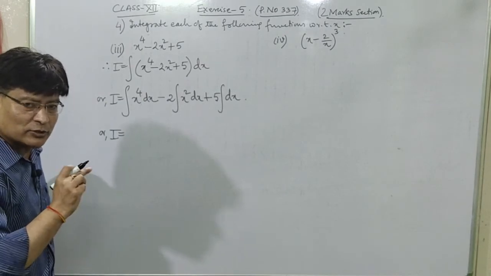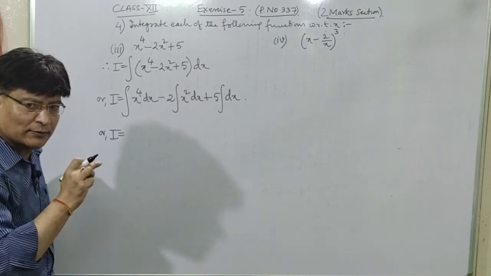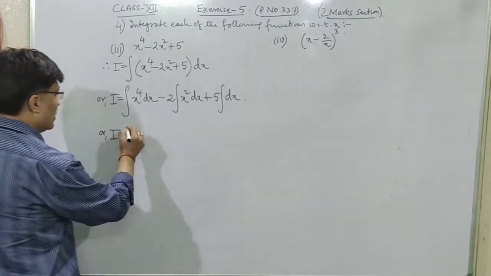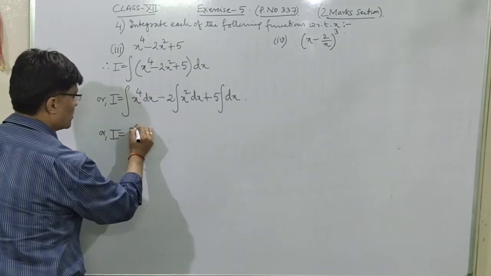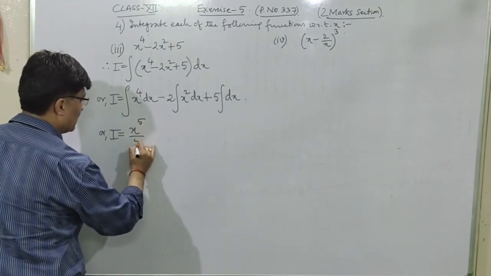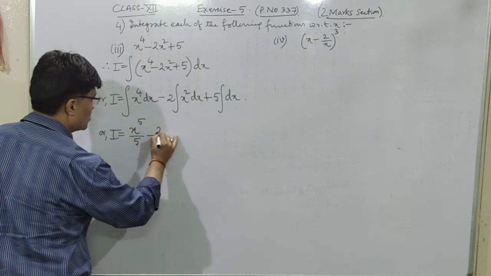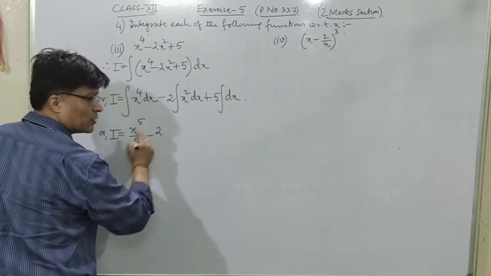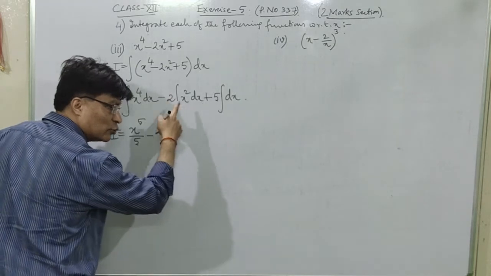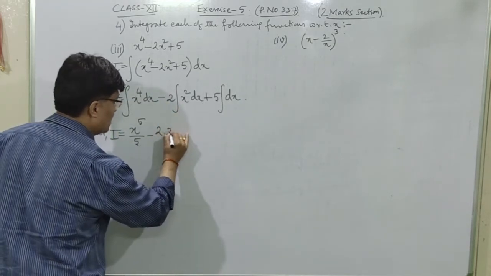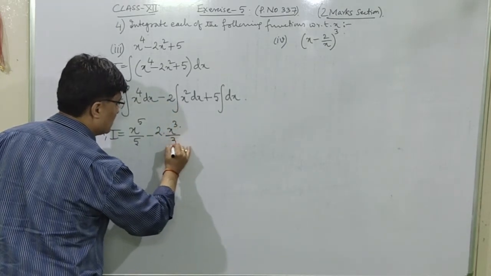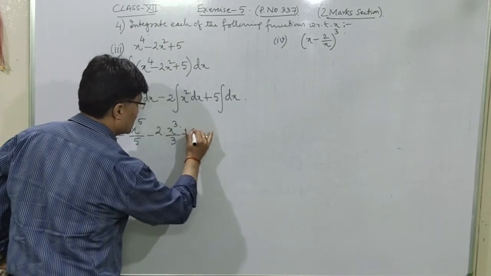What is the integration of x to the power n? X to the power n plus 1 divided by n plus 1. So here also x to the power, what is n plus 1? 4 plus 1 is 5, divided by 5, minus 2 into, what is the integration of x square? X to the power 2 plus 1 divided by 2 plus 1. So it is x cubed divided by 3, plus 5.